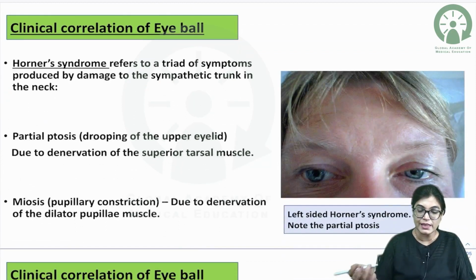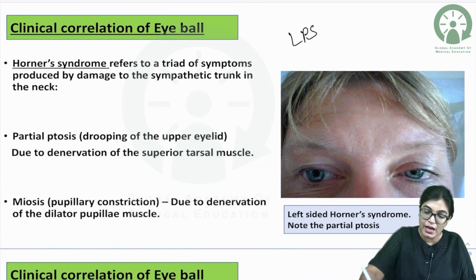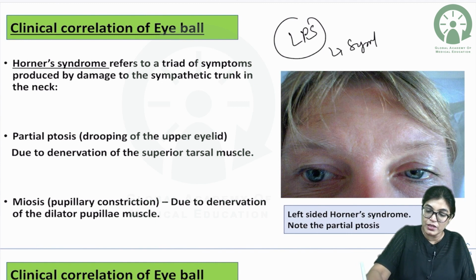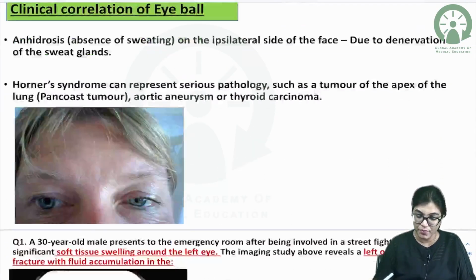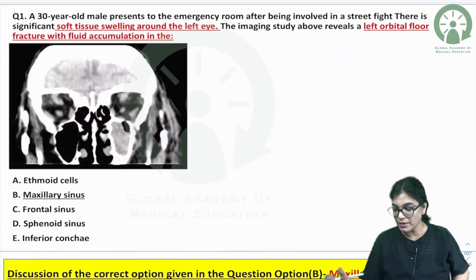Horner syndrome is seen if the LPS muscle is injured and if the sympathetic innervation of the smooth muscle fibers is injured, and in that case there will be Horner syndrome seen. In the case of injury of LPS, the sympathetic nerve supply is actually being injured. Now, let's solve an MCQ here.